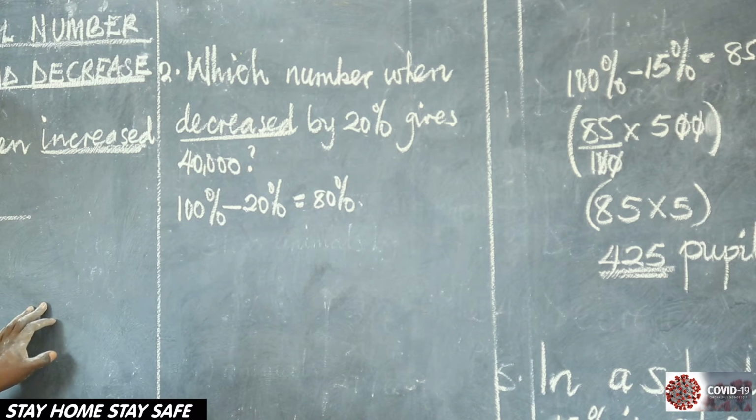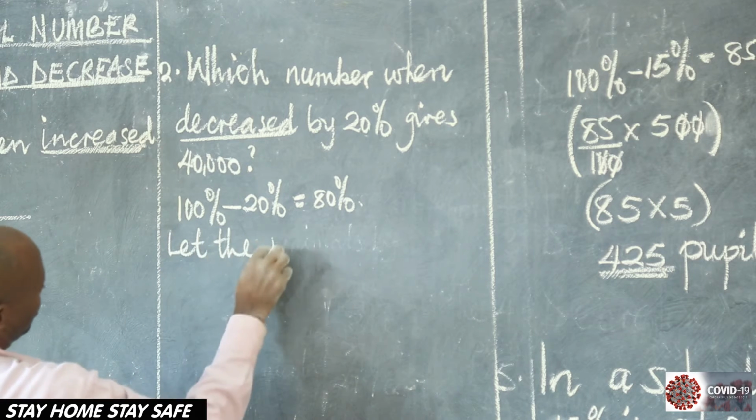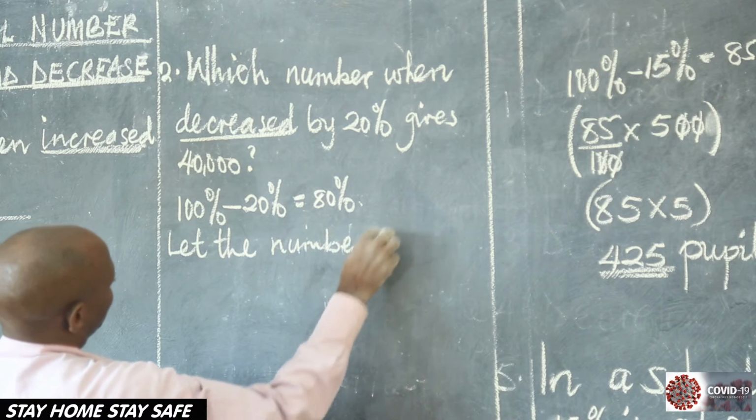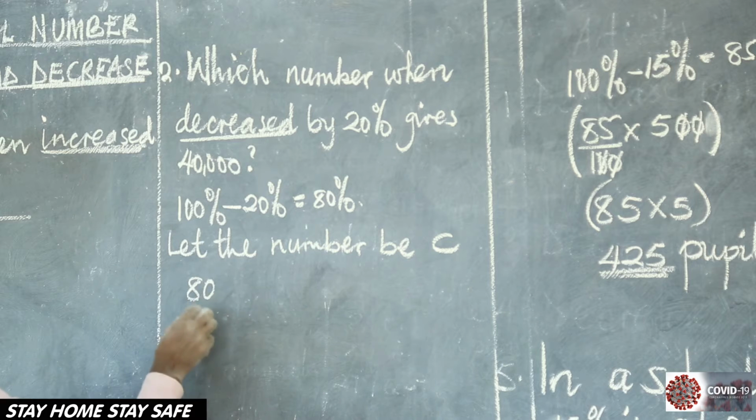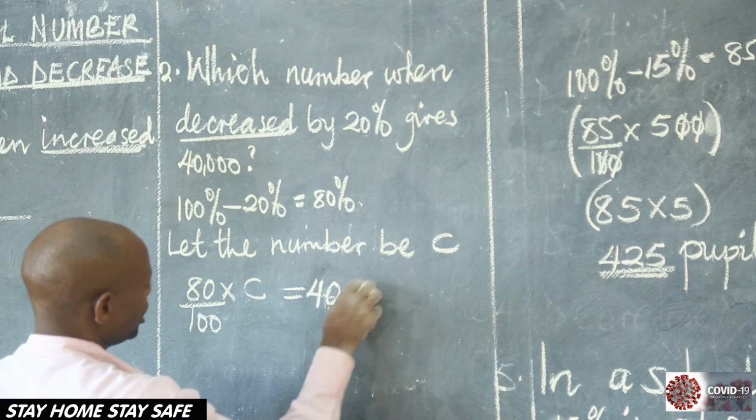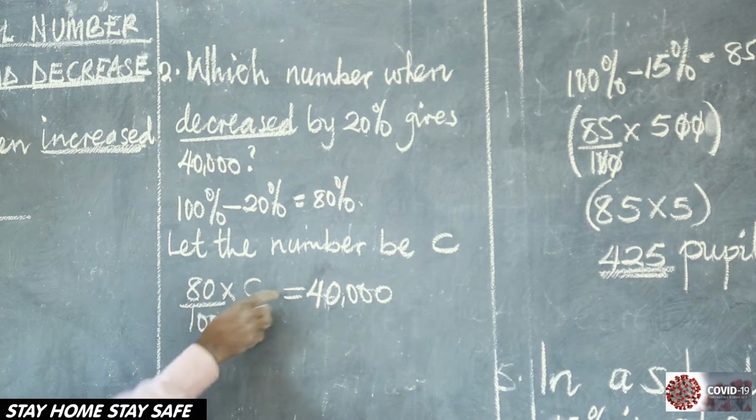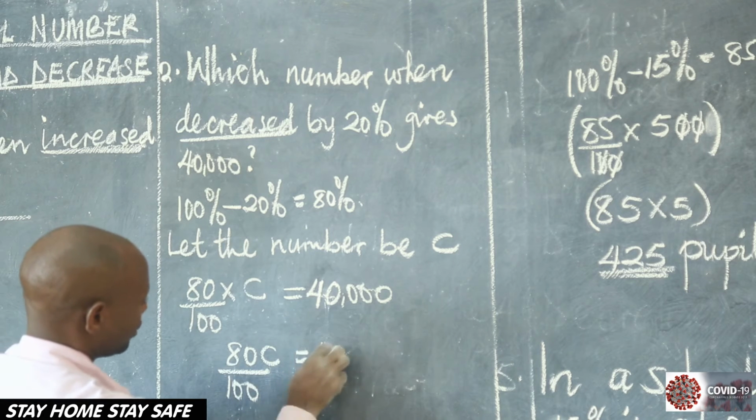So after getting 80%, what do we do? We shall say, let the number be C. When you get 80%, you multiply it by that number, which we don't know. You will get the new number which was decreased, the new number which is 40,000. 80 times C, what do we get? 80C, but out of 100. And this one is giving you what? 40,000.